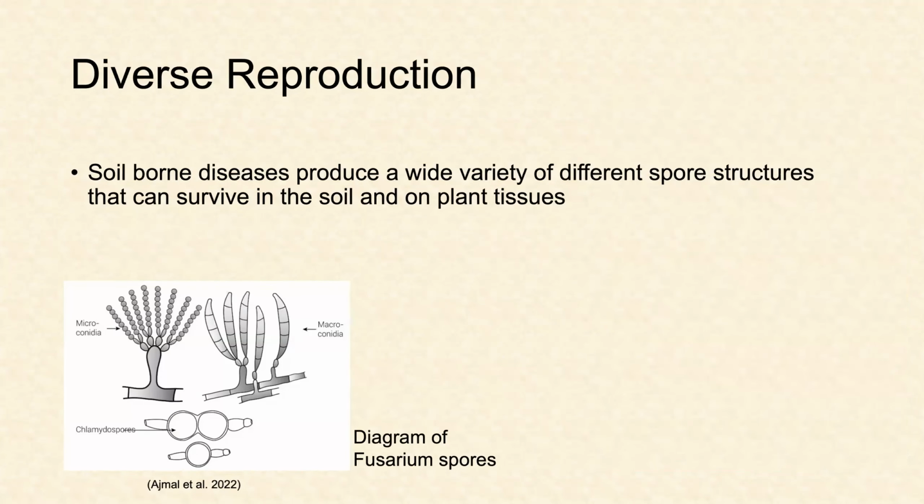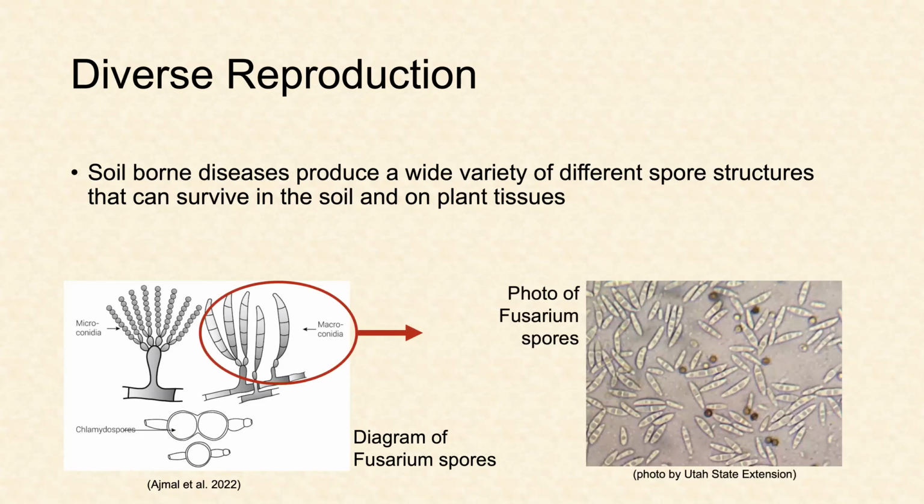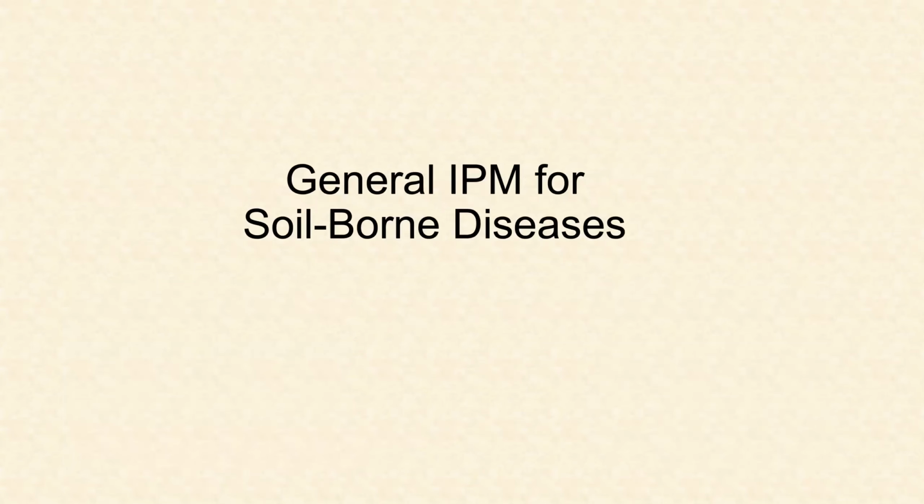And lastly, a lot of these different soil-borne diseases produce a ton of different spore structures that can survive in the soil and on plant tissues, sometimes for years. And so there's this really diverse range of reproduction strategies. On the left here, we have diagrams of different types of spores. And then on the right, this is what some spores look like in real life. So these diseases produce a lot of inoculum, unfortunately.